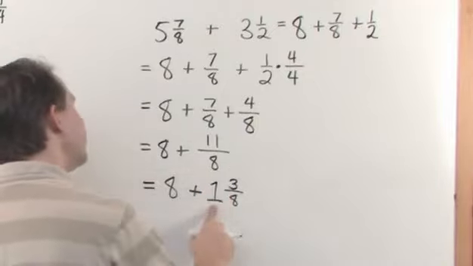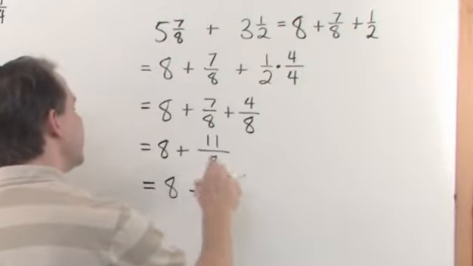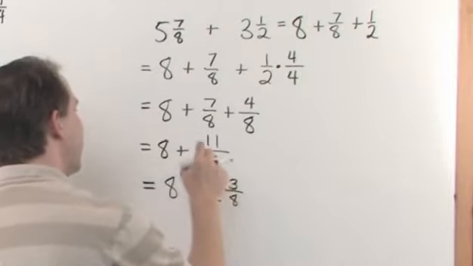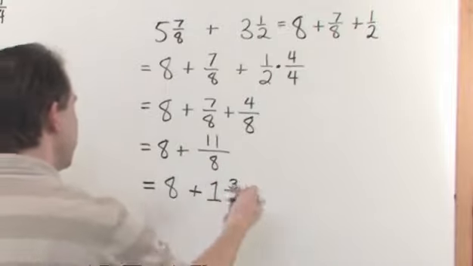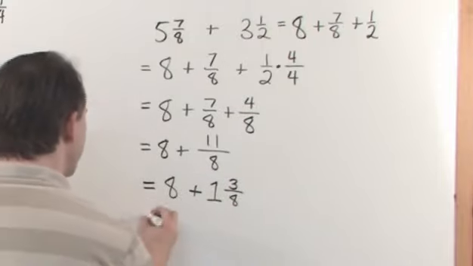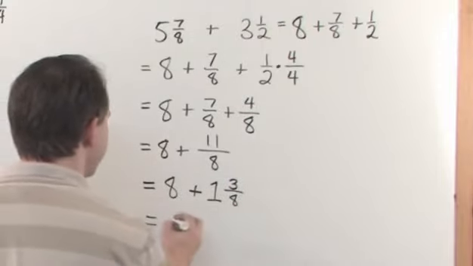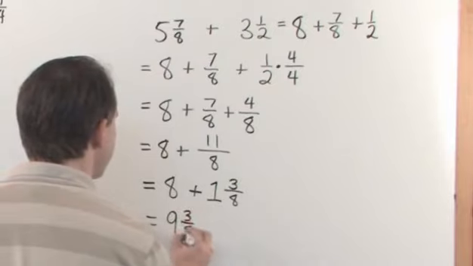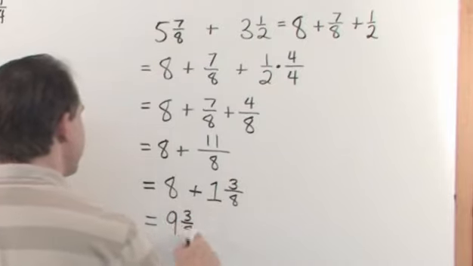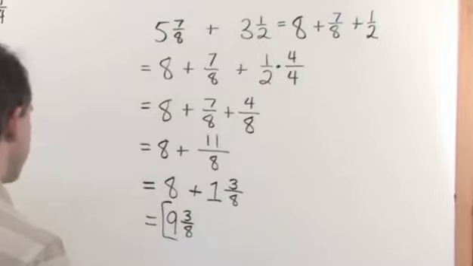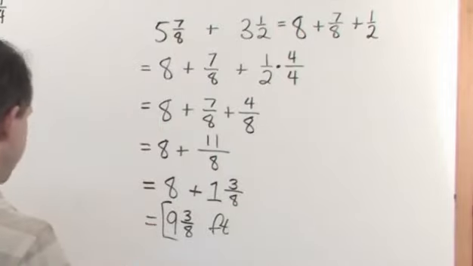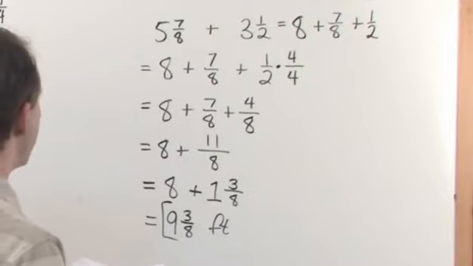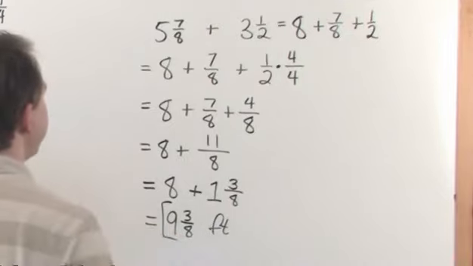So 8 goes into 11 one time with 3 8ths left over, because it goes one time starting with 8, 9, 10, 11. That leaves me 3. The difference between 8 and 11 is 3, so 3 8ths. So in the end, 8 plus 1 and 3 8ths is going to be 9 and 3 8ths, because I can add these whole numbers together, and I just keep my fraction. So if I have a father that stands 5 7/8 feet, and I have a son that stands 3.5 feet, and I add them together, they're going to stand a total of 9 3/8 feet tall.